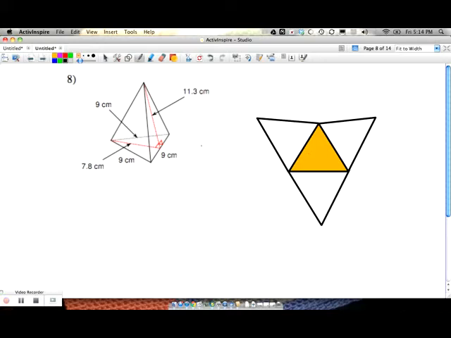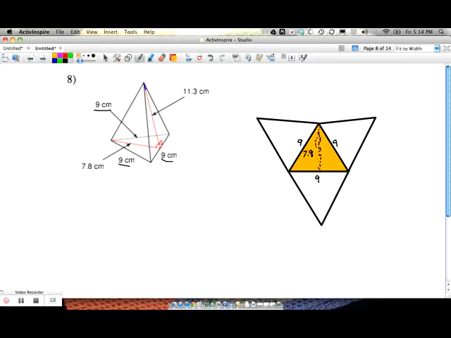All right, so I'm looking at this net. A couple of things I noticed. See this 9, 9, 9, all 9s all over the place. So that means this base is actually an equilateral triangle, this 9, 9, 9. It also gives me the height within this base, right here. The height of this base is 7.8. That's convenient of them to give that to me.